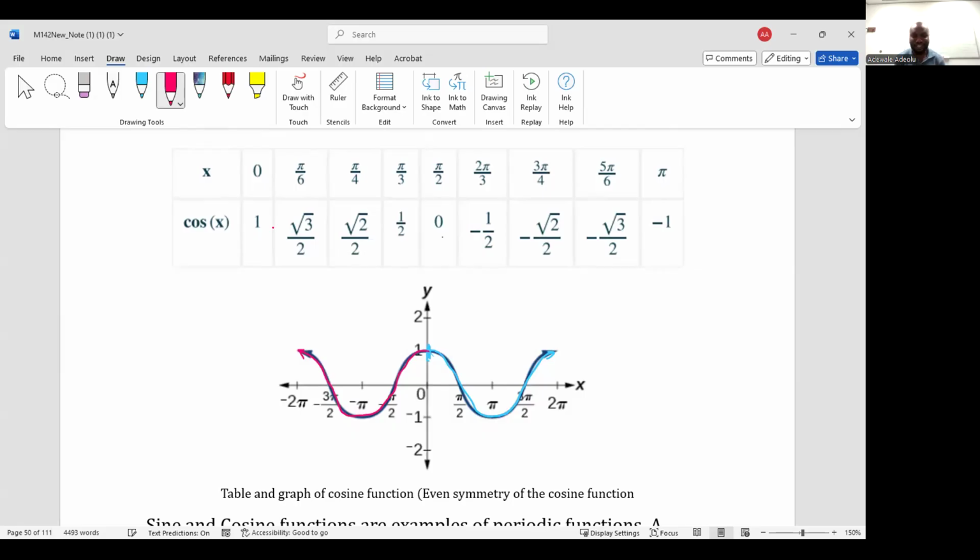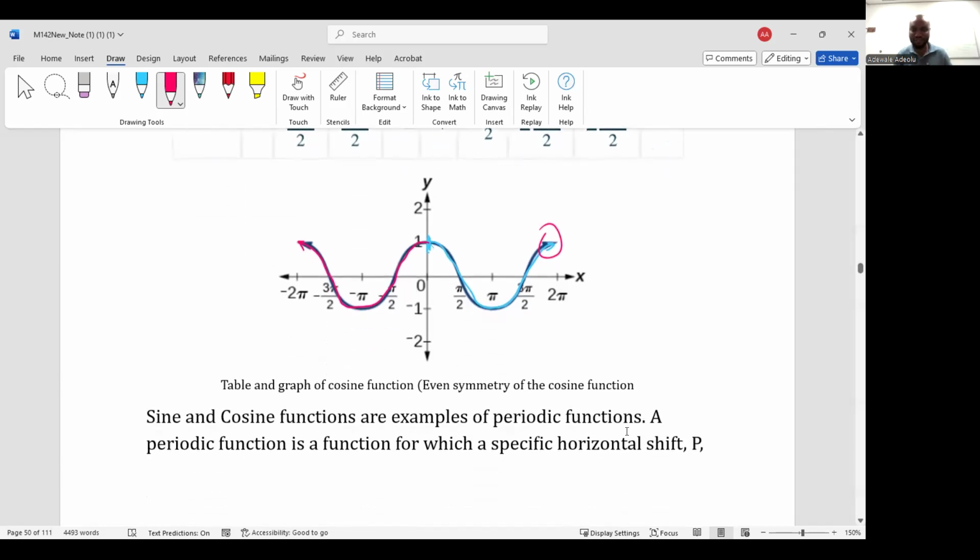Now, again, we observe that this cosine function is symmetrical about the y-axis. That is, if I take this endpoint and move it this way, about the y-axis, then I will have the same thing. So the cosine function is an even function. It is symmetrical about the y-axis.